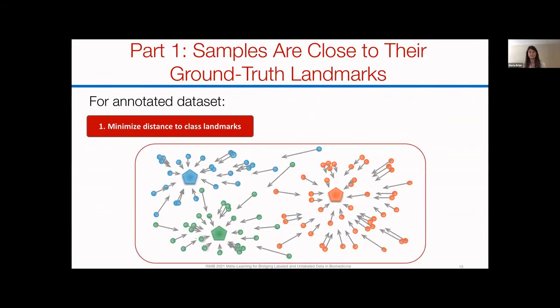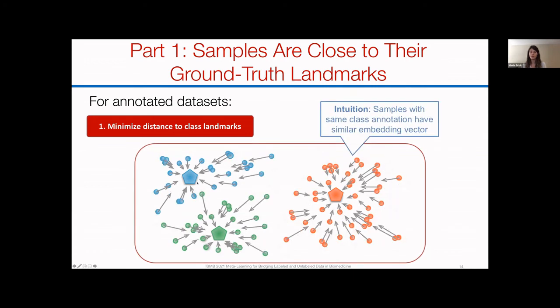So the way we can design the desired objective function is that for annotated data sets, we want part of the objective to say that samples from the same classes should be embedded close to the ground truth landmark in the embedding space. Mathematically, in our objective function, we want to minimize the distance between a given data point and its landmark. Because the data sets are annotated, we can easily compute the ground truth landmark. The intuition is that samples with the same class annotations should have similar embedding vectors.